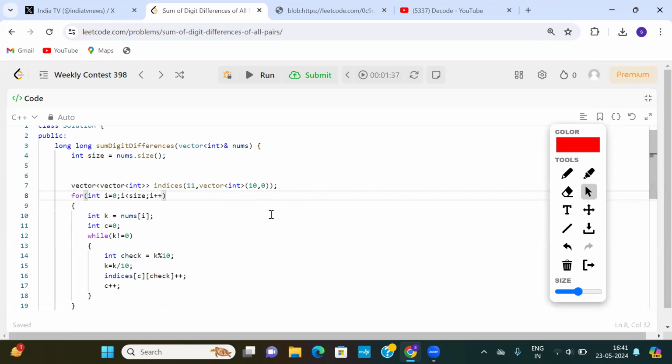See, why 10, 0? Because we know every digit will lie in the range of 0 to 9. Every digit will be either 0, 1, 2, 3, 4, 5, 6. It means it will be in the range of 0 to 9. So 0 to 9 means the size of the vector will be equal to 10. And initially the count is 0, so that's why we have initialized it with 0. So we have made one 2D vector. In this 2D vector, the inside 1D vector can consist of a maximum of 10 digits. It means the digits can lie in the range from 0 to 9.